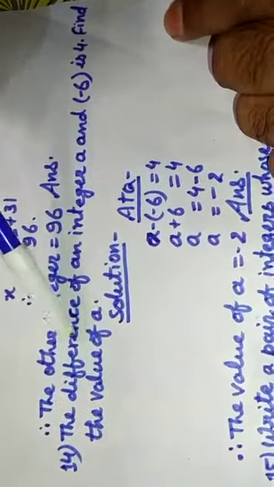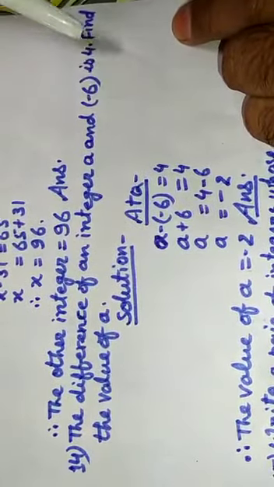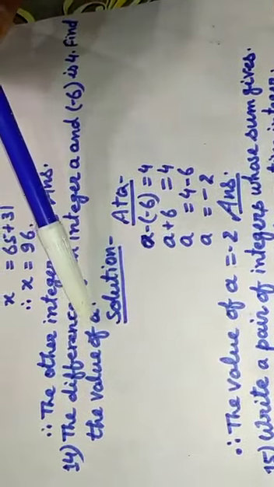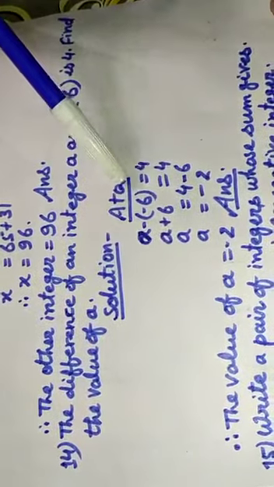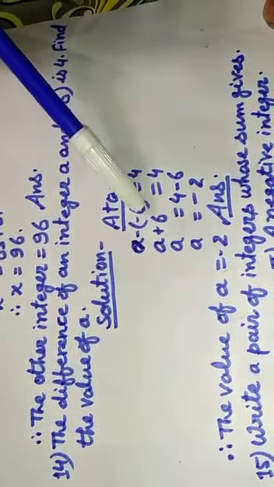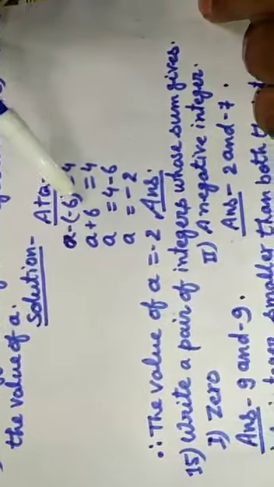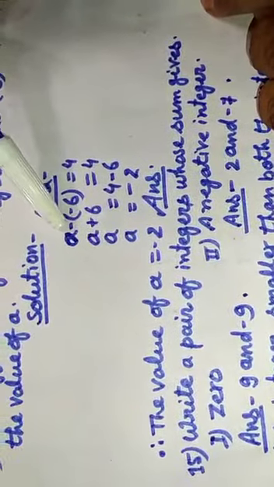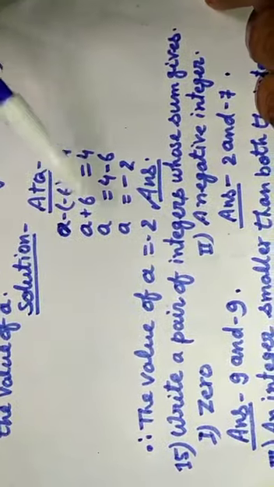The 14th is: the difference of an integer a and minus 6 is 4. Find the value of a. Solution is here. According to the question, a minus bracket minus 6 is equal to 4. Before the bracket there is a negative sign, therefore after opening the bracket the sign will change and it will be a plus 6 is equal to 4.